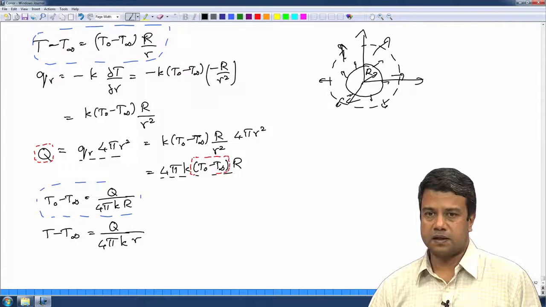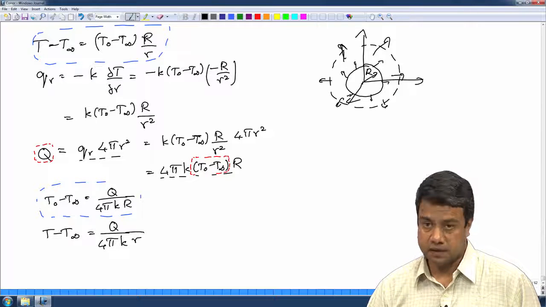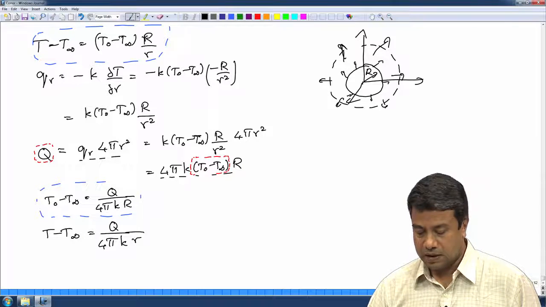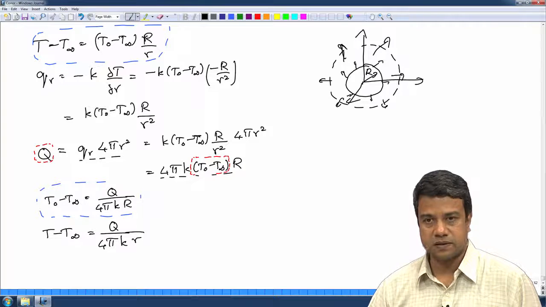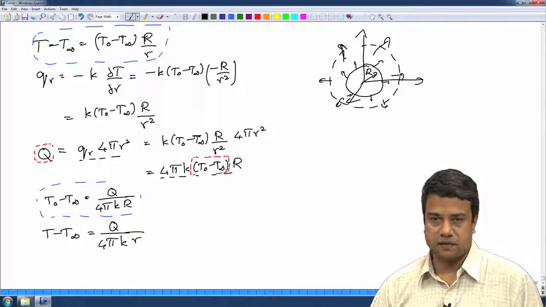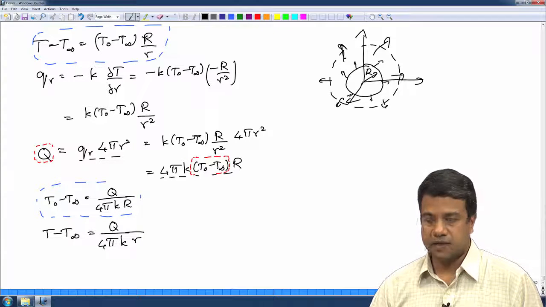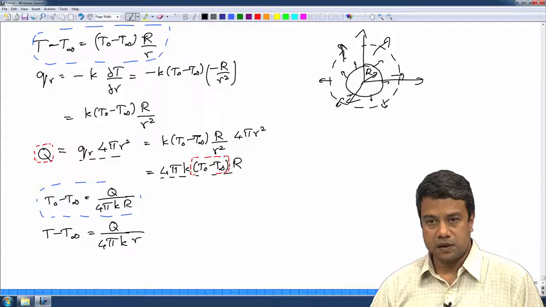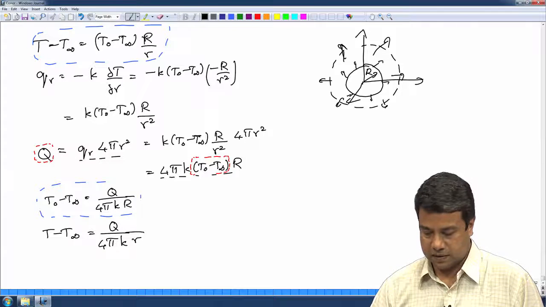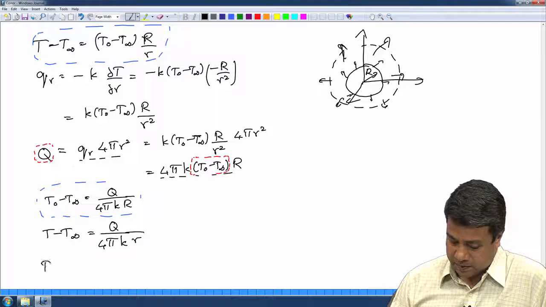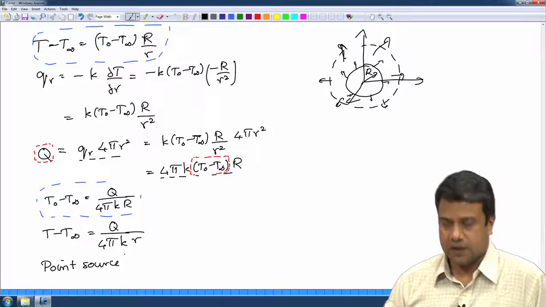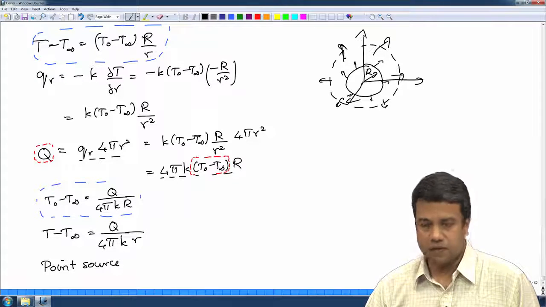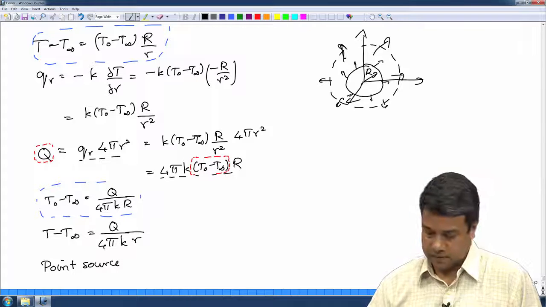Expressed in this manner, the temperature field does not depend upon the radius of the sphere, it depends only upon the total heat that is coming out from the sphere. Even if the radius goes to 0, so long as you know the total amount of heat coming out, you know the temperature field. This is what is called the temperature field due to a point source in a spherical coordinate system. We will see more of that as we go through this course.